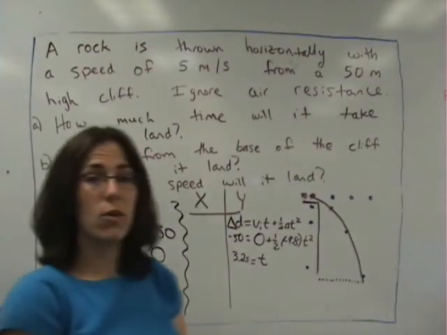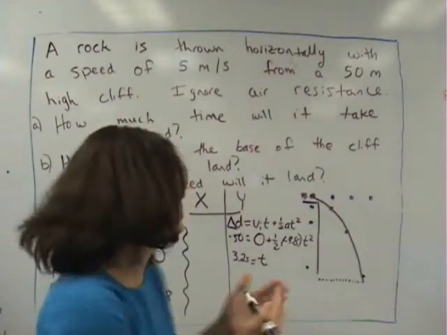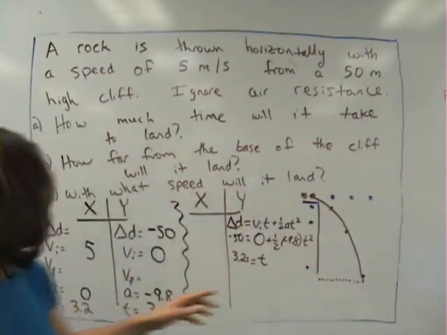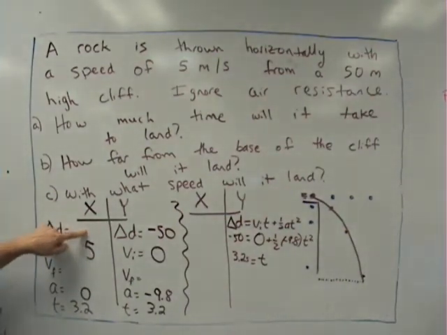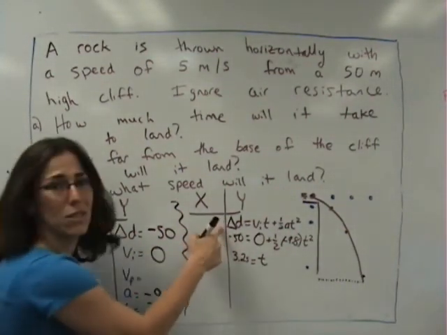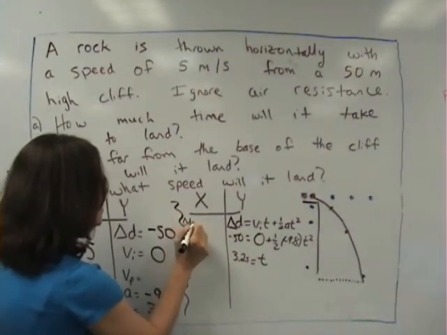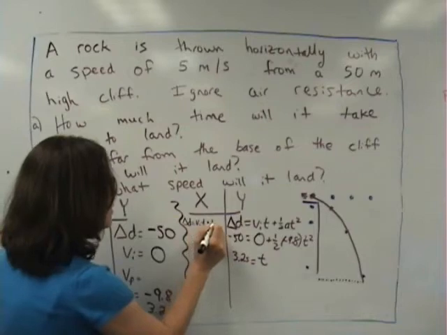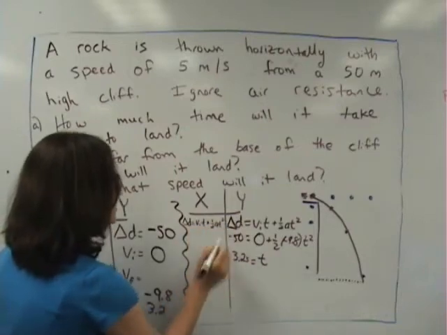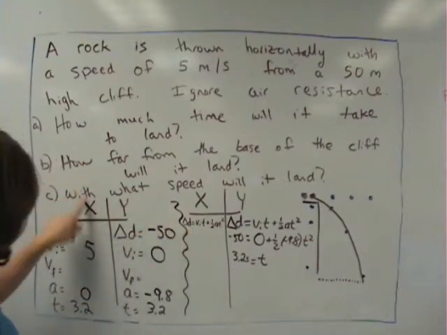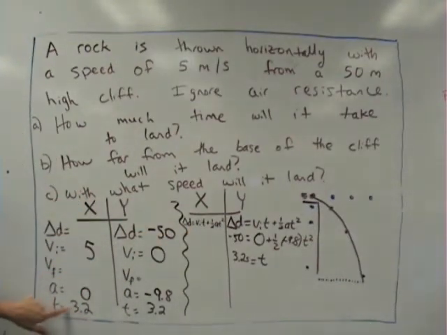For B, I'm looking for an x piece of information. I want to know how far sideways does it end up. So I'm looking for some x distances. So for B, I'm looking for this thing in the x column. So I'm going to try and squish this equation on the x side. I just want to work on the x side. Delta d equals vi t plus 1/2 a t squared. And to solve for the distance x, I'm just going to use the numbers on the x side.